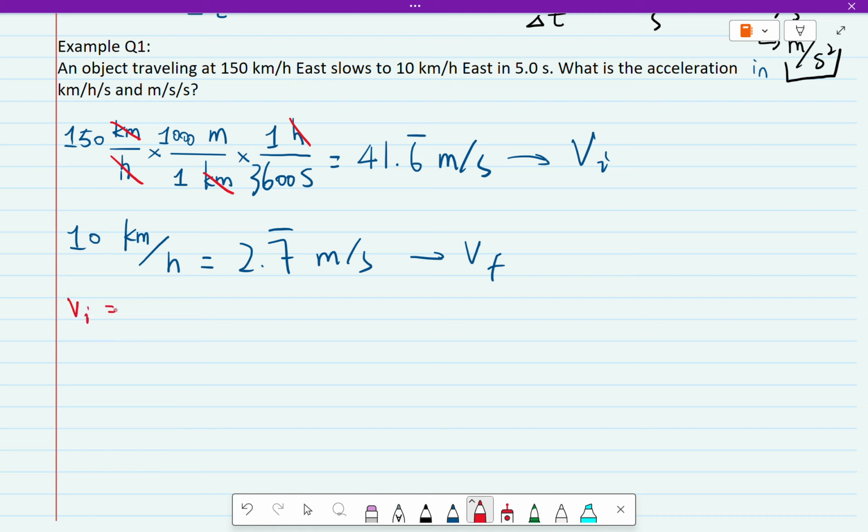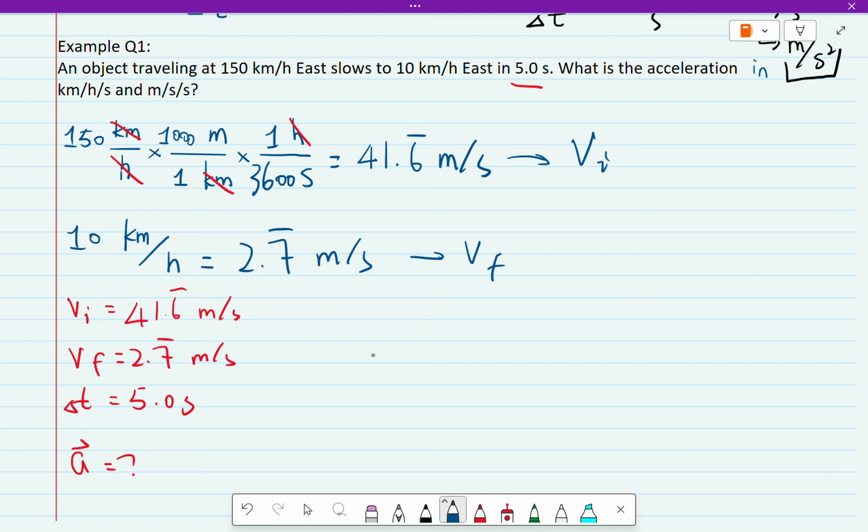We have initial velocity of 41.6 repeating meter per second, final velocity equal to 2.7 repeating meter per second, and we have time equal to delta t equal to 5.0 second, which is right here, and we are looking for acceleration. So now we can apply our formula. Acceleration equal to delta v over delta t equal to v final minus v initial over delta t, and now we just simply substitute the value in.